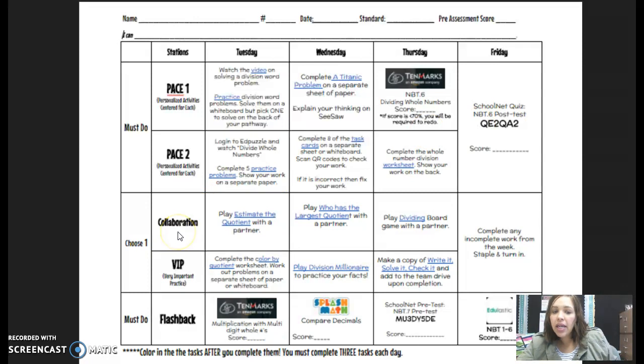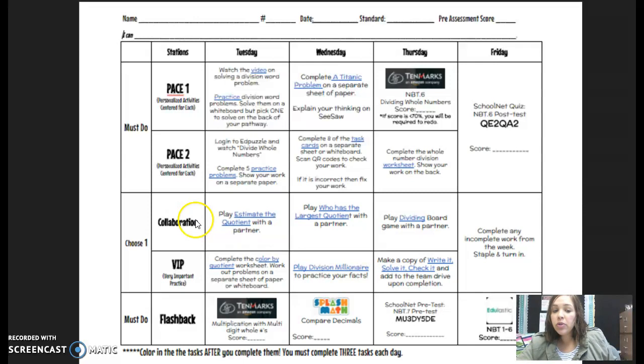Collaboration is where students work with another student. It can be a game, any sort of activity where they are working with a peer. And VIP is a very important practice, and VIP most of the time is online. For flashback, that's a must-do because we want them to spiral with their standards. So this is where they're going back and hitting those standards that we've already taught. And then the students will take their pre-test for the next week on Thursday so that we can get them prepared and we can analyze that data and know who needs what for the coming week.